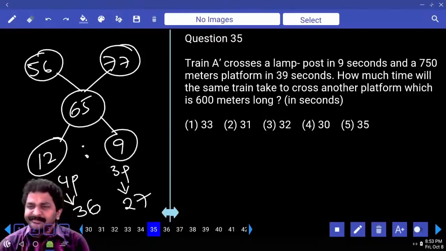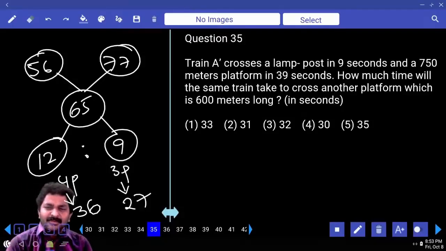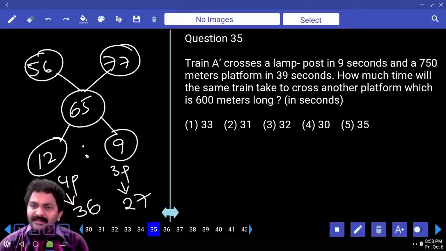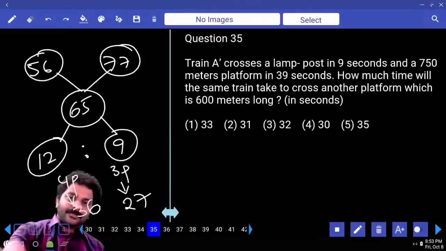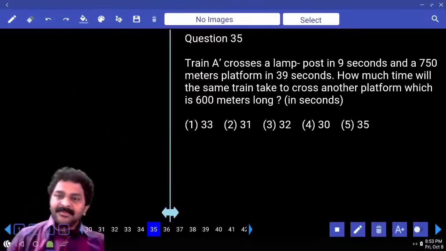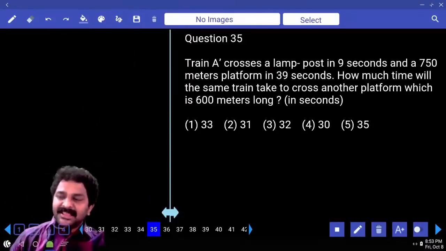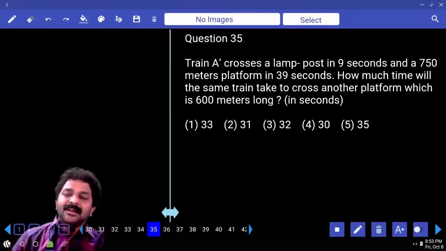5 4, 36, 24, 24 9, 33. First option answer. Let's see. Train A crosses a pole in 9 seconds, a 750 meters long platform in 39 seconds.